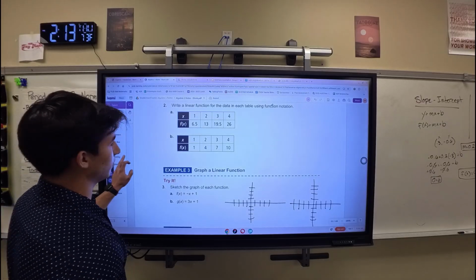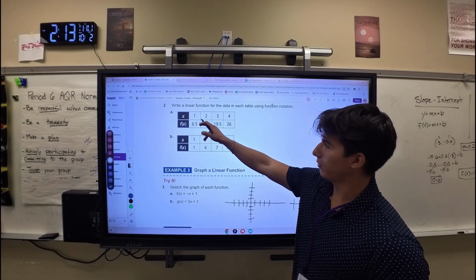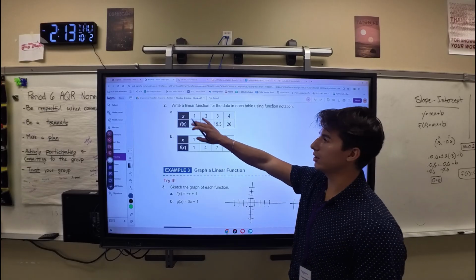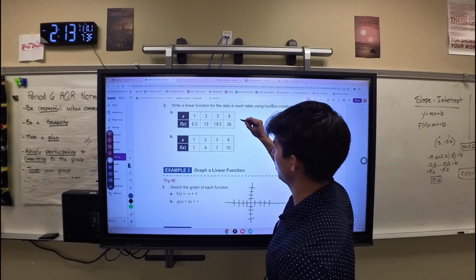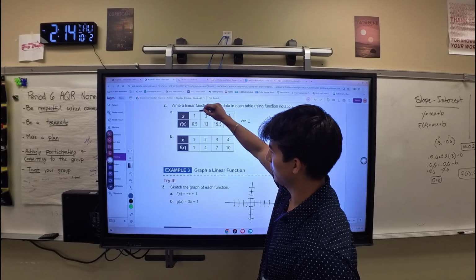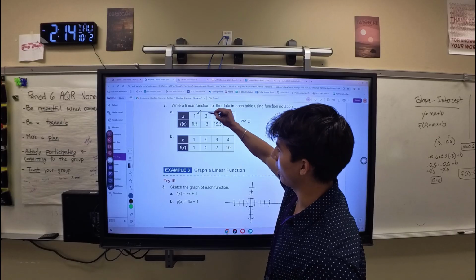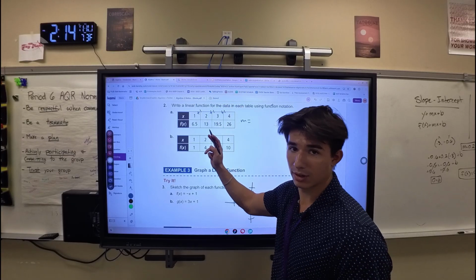These ones are going to require a little bit more. So first we want to find our slope for writing our function. And so to find our slope, we're going to do the change in y divided by the change in x. Okay, so here we see x is just from 1 to 2, we're adding 1, 2 to 3, we're adding 1, 3 to 4, we're adding 1.